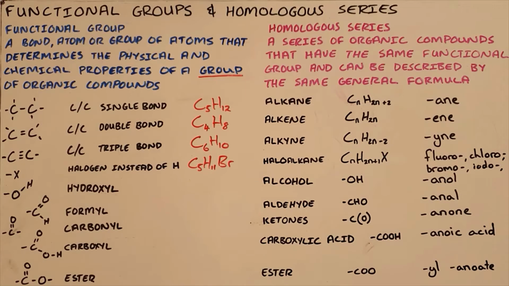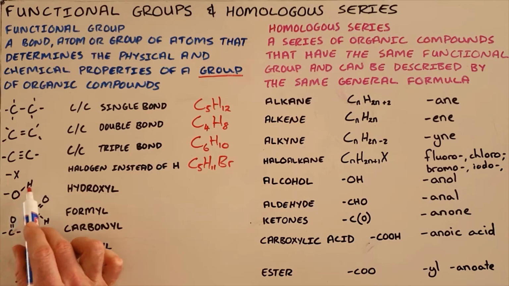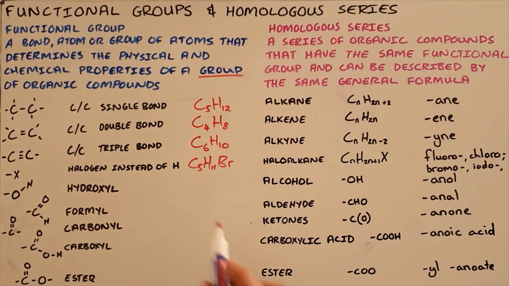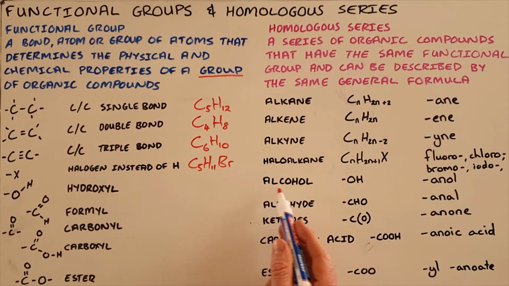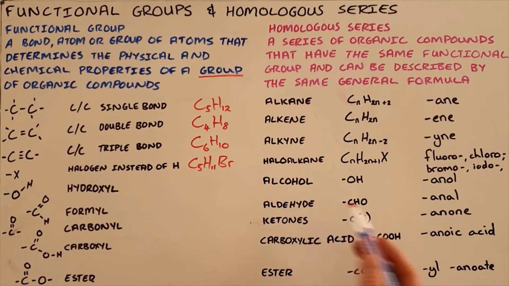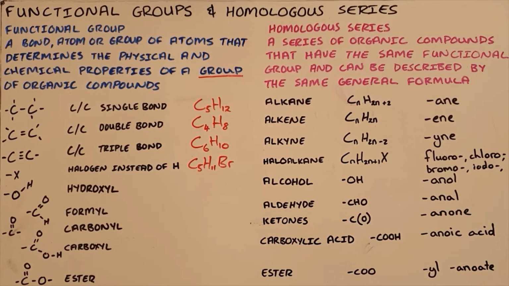The next type of functional group is known as the hydroxyl group, that is an oxygen single bonded to a hydrogen. And any compound that contains this hydroxyl group would belong to the homologous series of the alcohols and would therefore get a suffix anol. In condensed structural formula, that is represented by an OH.